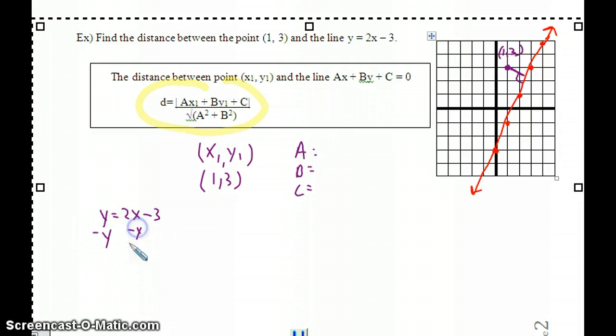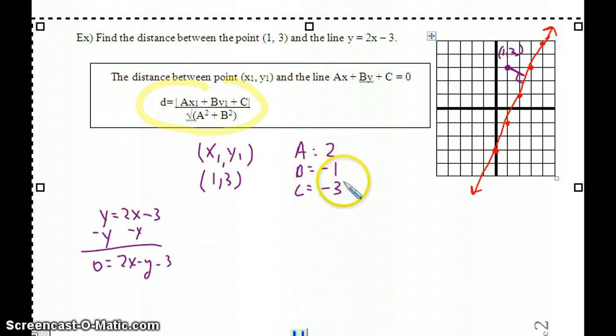So the first thing that we want to do is make our problem be equal to 0. So let's move the y over. Now that it's in the right form, a is the number in front of the x, which is 2. B is the number in front of the y, which is now a -1. And c is the number that we add to the end here. In this case, it's a -3.